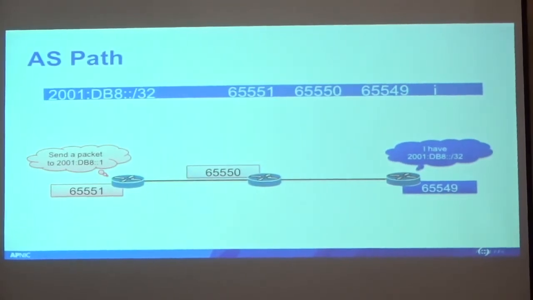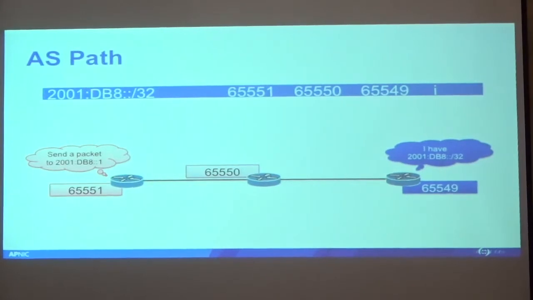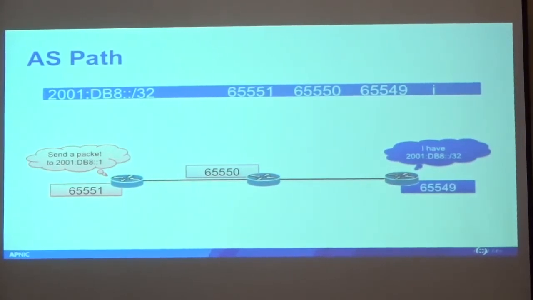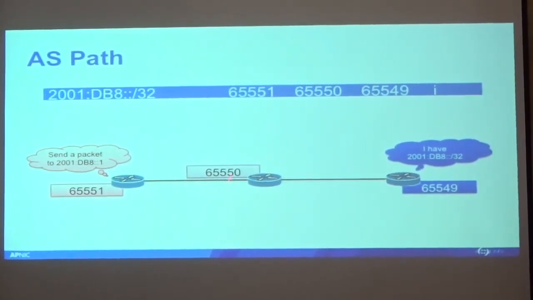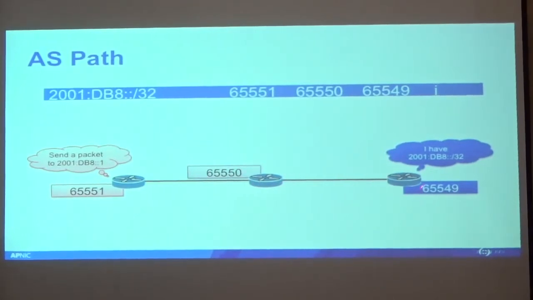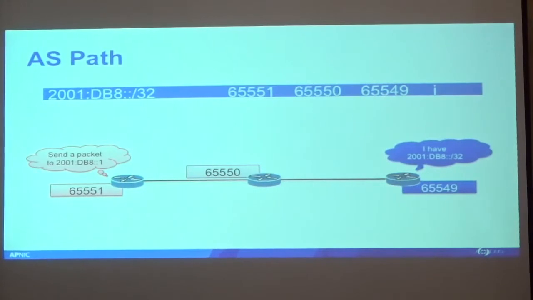In my routing table, I'll have this prefix, this /32 block, and how to get there: my AS path. How do I get to 2001:DB8::/32? I have to hop through two networks, 65551 and 65549. So that one is very clear. That's a very easy concept.